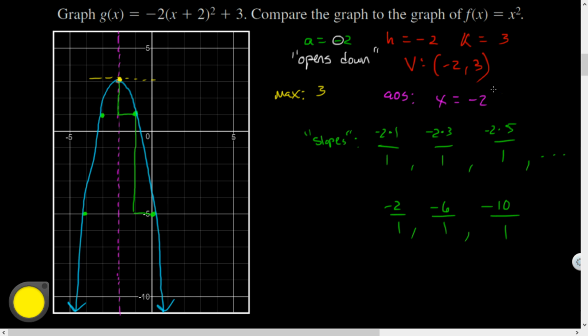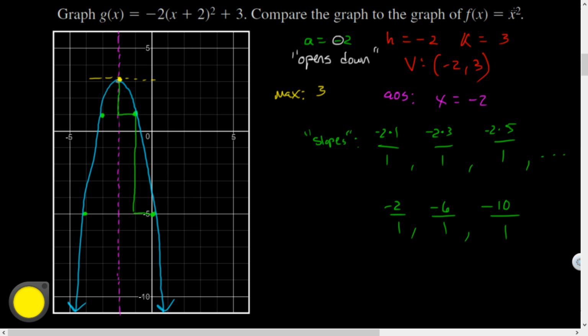So the axis of symmetry is related to the x-coordinate of the vertex, and then the max or min will always be the y-coordinate of the vertex. They didn't even ask us for all that information. I just figured, let's start trying to pull all of our stuff together because there's so many things about parabolas that we've learned.